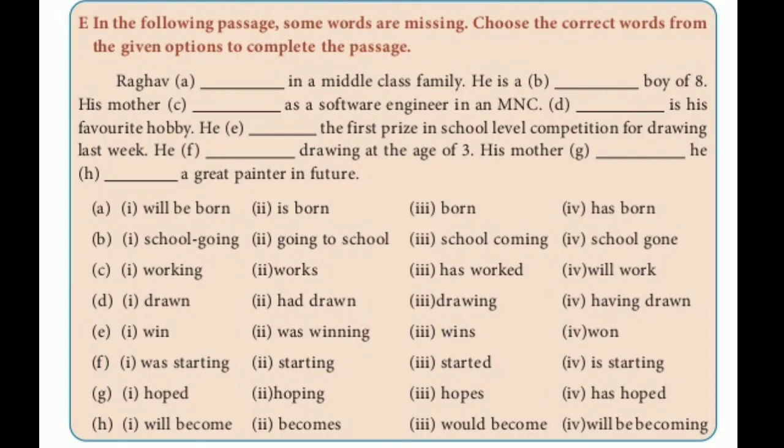Okay, moving on to E section. In the following passage, some words are missing. Choose the correct words from the given option to complete the passage. Okay, so here there is a passage and some words are missing. We have to find out the right word.